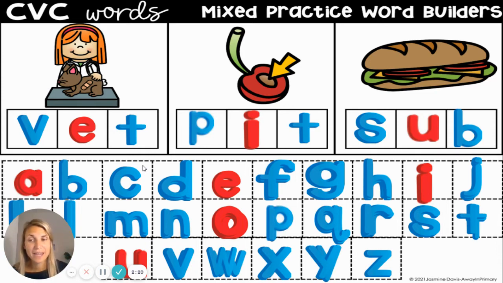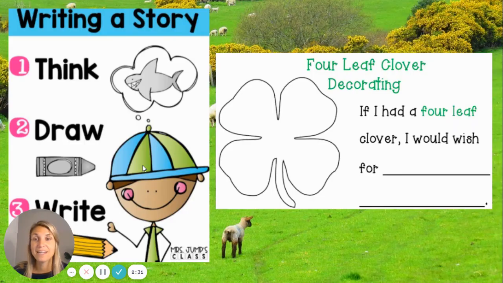Sometimes it's easier for you to see the word and then say the sounds. But if you don't have it and you're just listening with your ears, there are 3 sounds in sub. S, u, b.